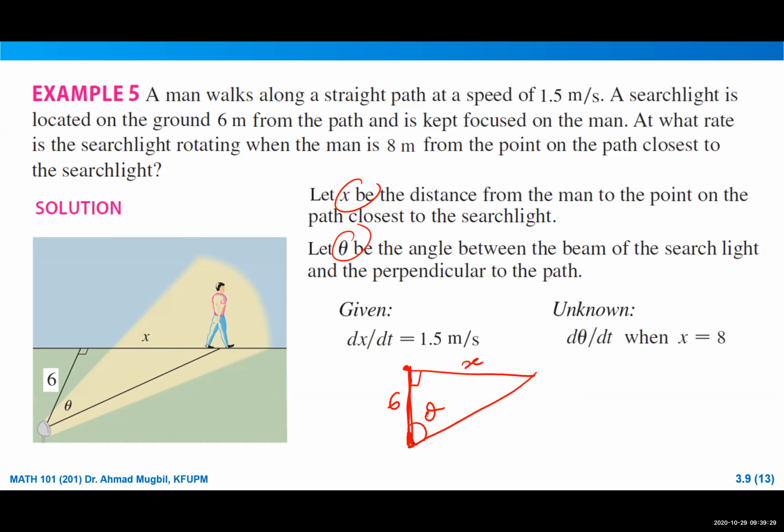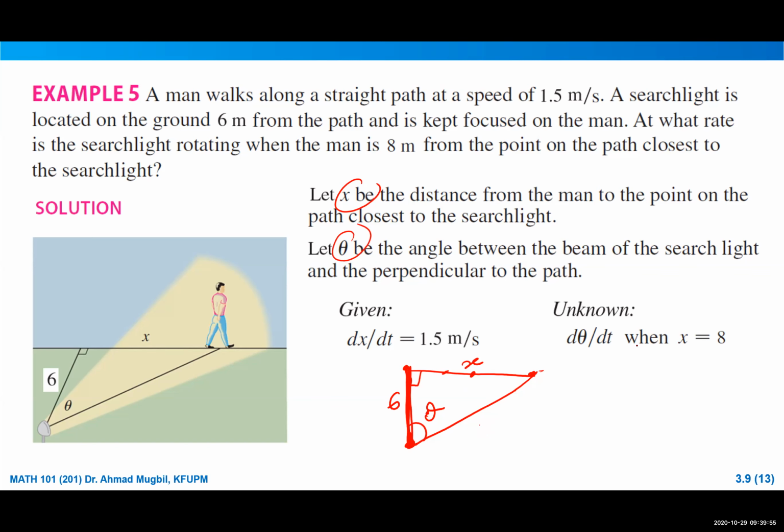This distance, where the searchlight is, will not be moved, it will not be changed. So it is 6. But this one will be changed because it depends on whether the man is here or here. So this is a variable, you can call it z, whatever. He's not asking about this, by the way. He can ask about the distance between the man and this, another problem you can think of. But he is asking now about d theta dt.